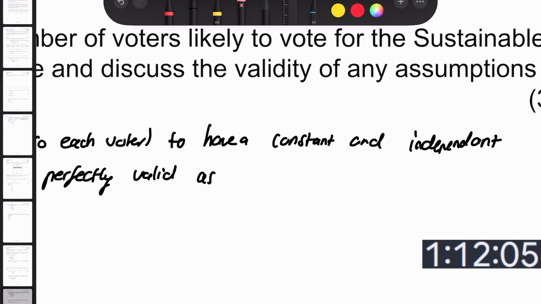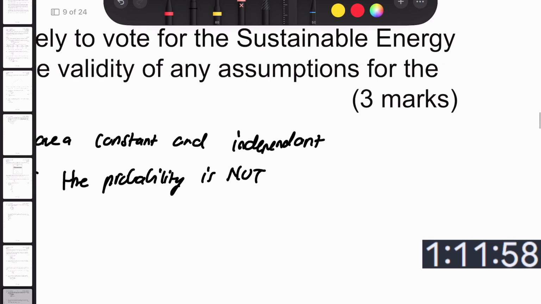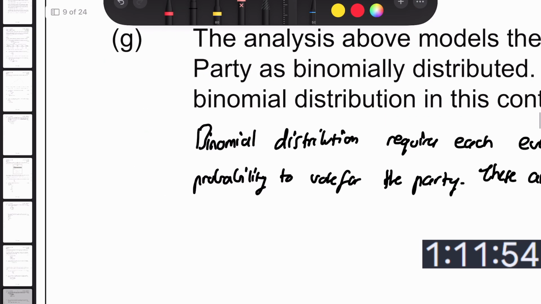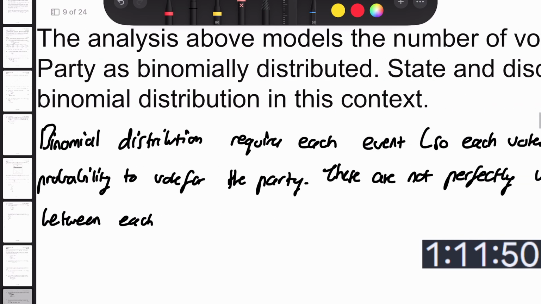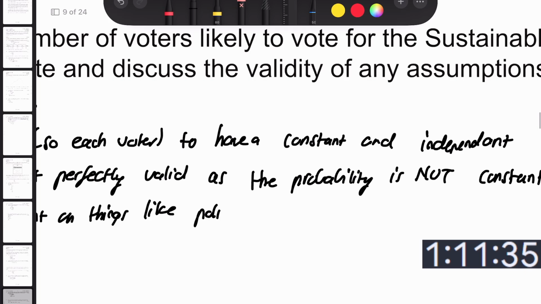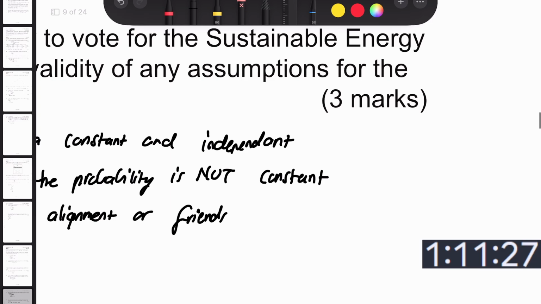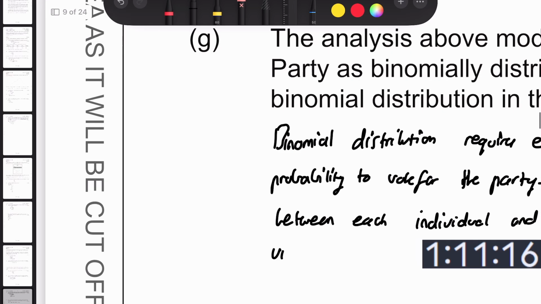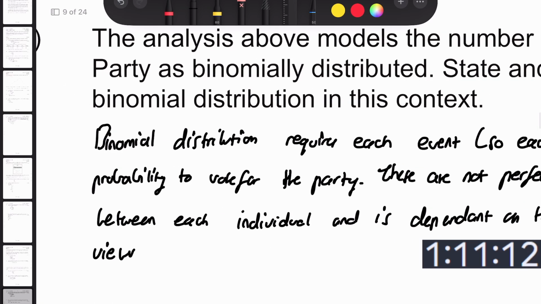As the probability is not constant between each individual and is dependent on things like political alignment, or friends and family, political views, etc. Oh, I can't write today.